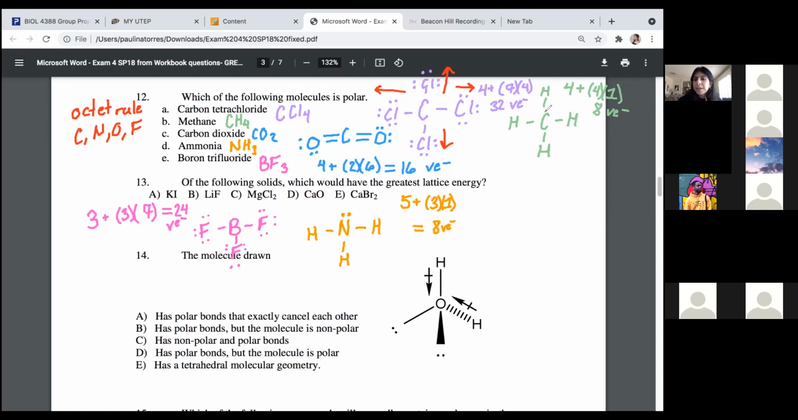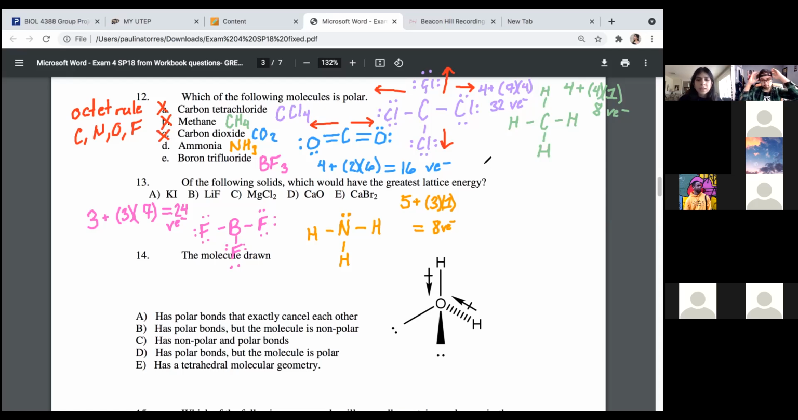Okay, carbon and hydrogen, there's a very small polarity here, and it would be the same thing. They would cancel out, right? Because we have 4. So we know it's not carbon tetrachloride, we know it's not methane. Let's look at carbon dioxide. Which one is more electronegative, carbon or oxygen? Oxygen. So it's going to be pulling this way and this way away from carbon. But again, they cancel out, right? So carbon dioxide is not a polar molecule.